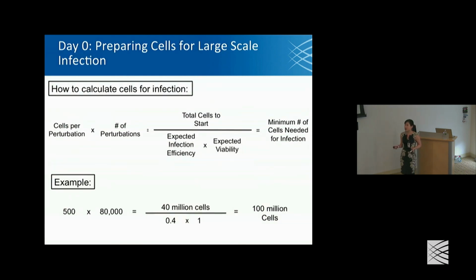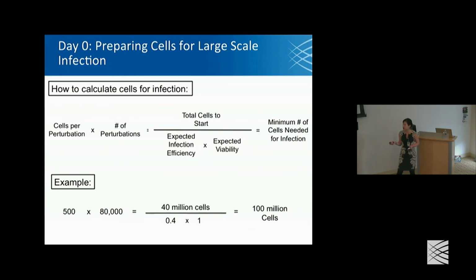So to prepare your cells for large-scale infection, you need to first look at how many cells you actually need for this. As mentioned before by Federica and by Sasha, we're going to take our cells per perturbation, times that by the number of perturbations we have, and this will give you our total cells to start with. We then want to take this number and divide that by our expected infection rate and our expected viability, which will give us our actual number of cells we need minimum for infection.